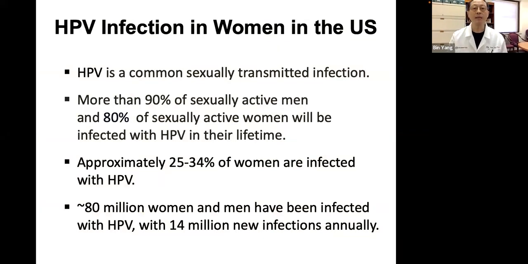So HPV in the US, probably the same as in Europe, is the most common STD. More than 90% of men and 80% of sexually active women will be infected with HPV in their lifetime. Currently, about a quarter to a third of women are already infected, which counts roughly 80 million women and men, with 40 million new infections every year.